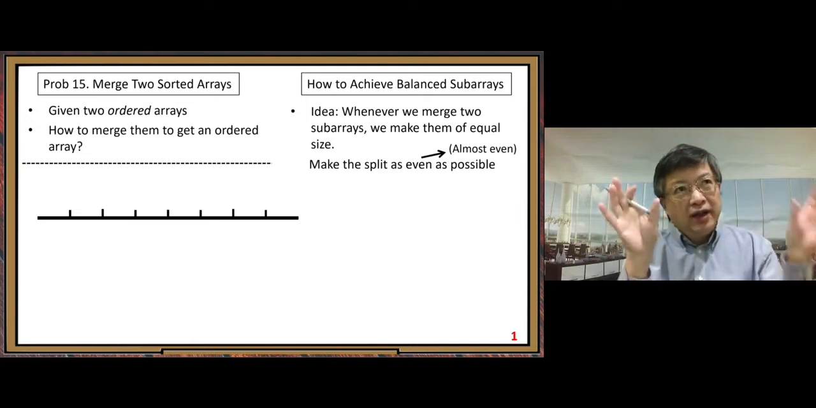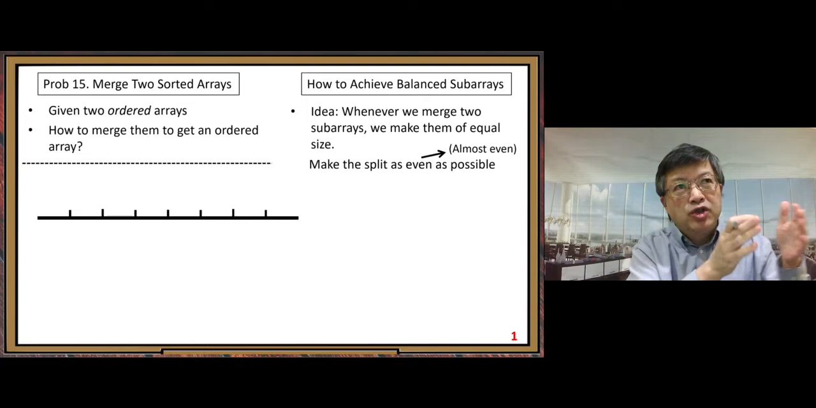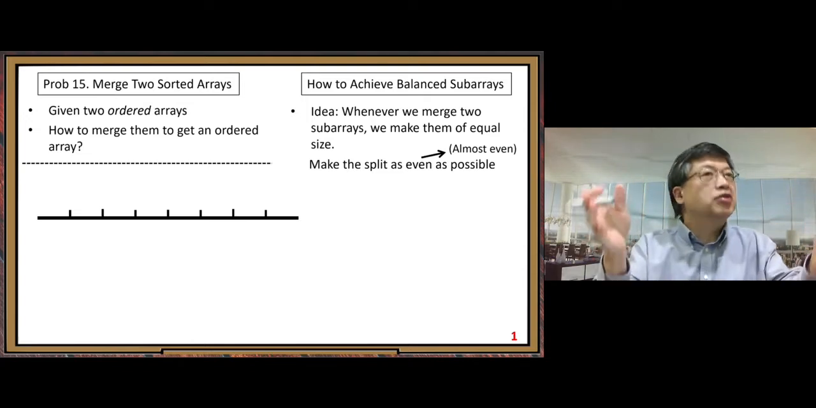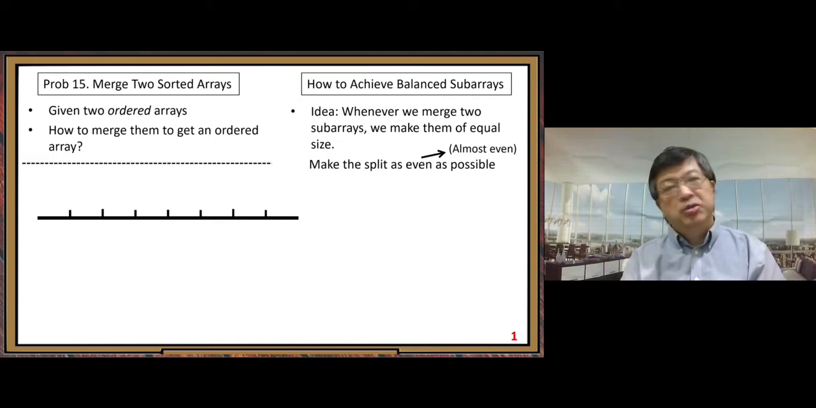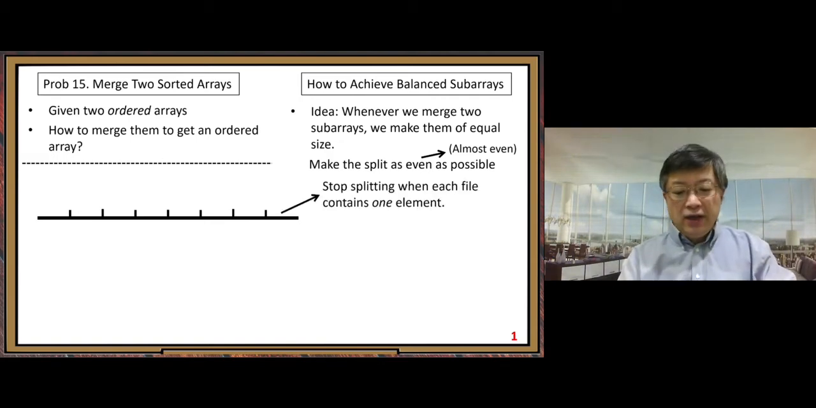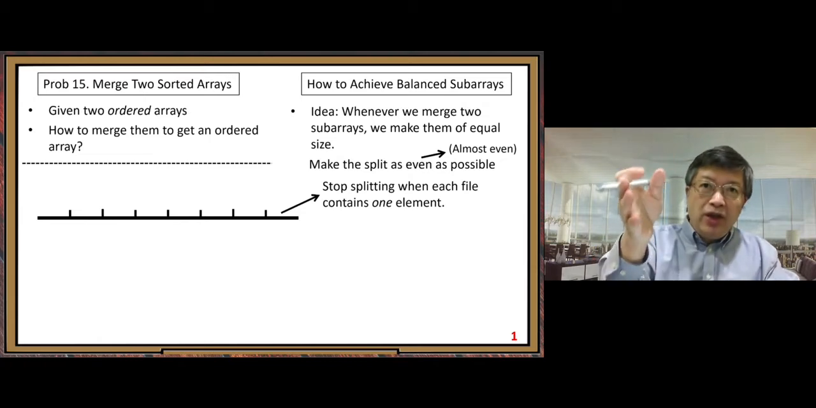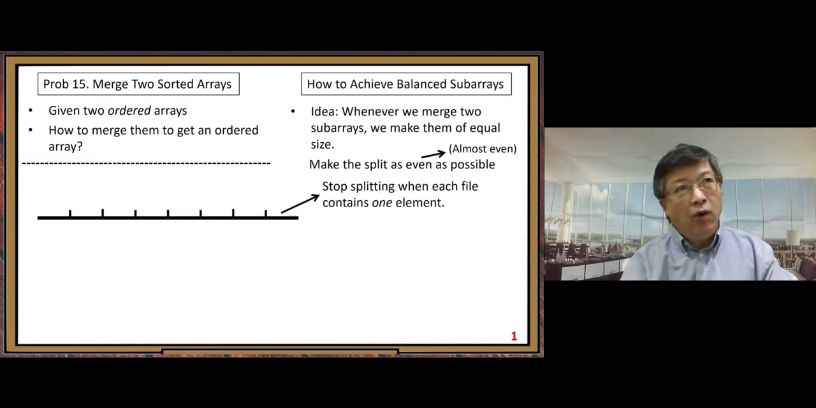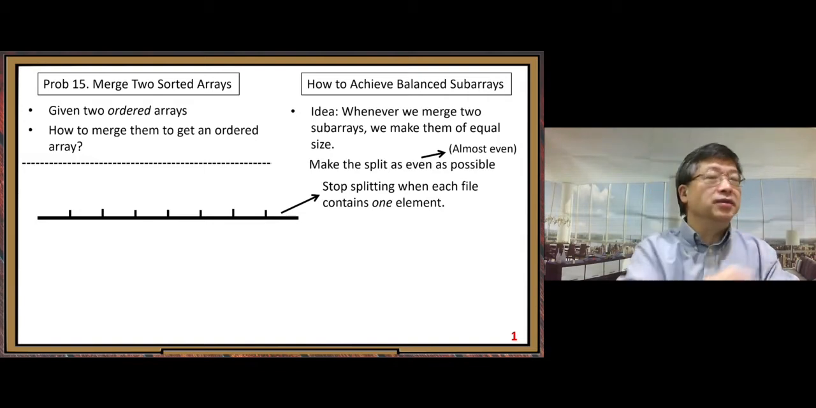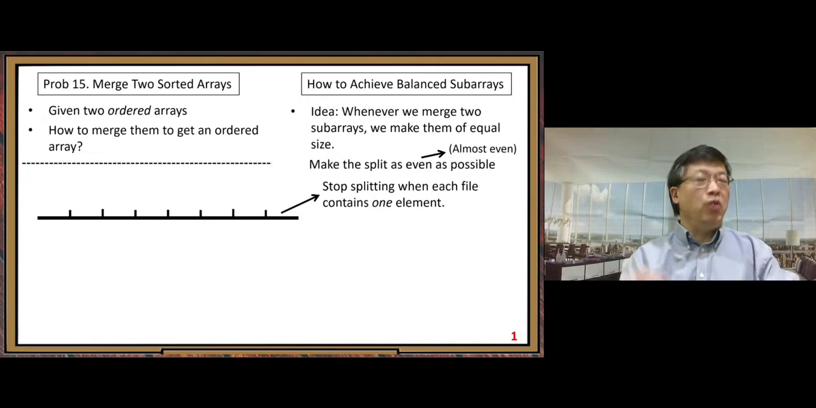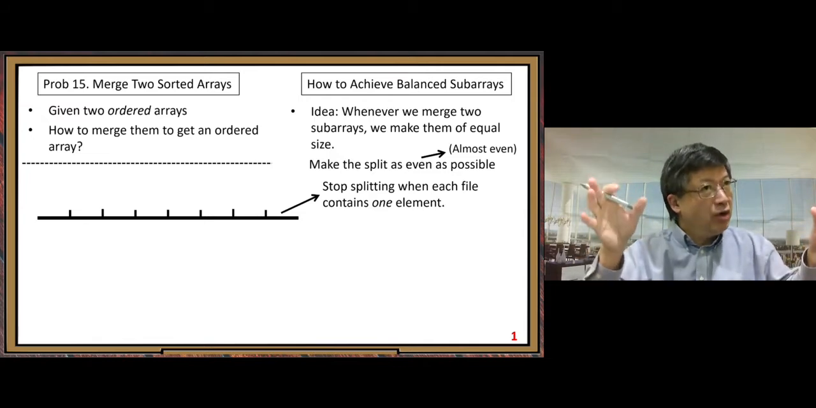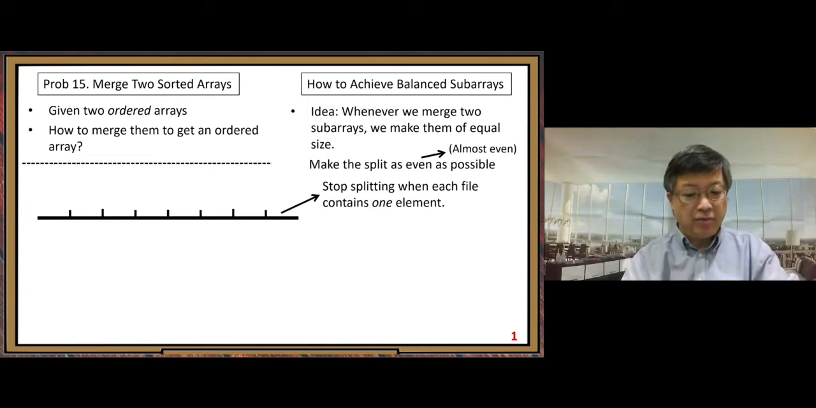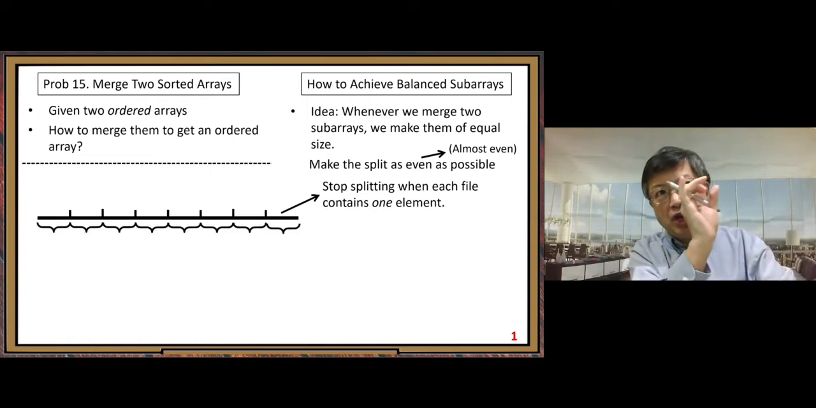Each subarray becomes smaller and smaller, but we have to stop splitting somewhere. We cannot split forever. So we stop splitting when each subarray contains just one element. You cannot split anymore. After that, we need to merge, starting level by level. Let's look at the merge part: merge two adjacent subarrays.